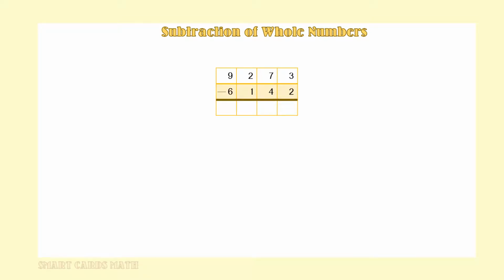9,273 minus 6,142. Let's start subtracting in the ones place. 3 minus 2 leaves us with 1. 7 minus 4 leaves us with 3. 2 minus 1 leaves us with 1. 9 minus 6 leaves us with 3. We get a final answer of 3,131.